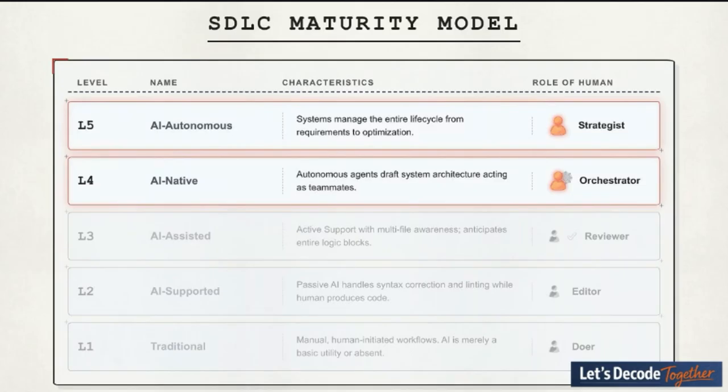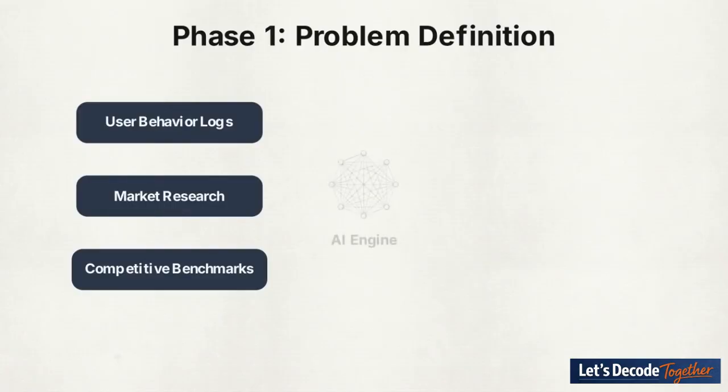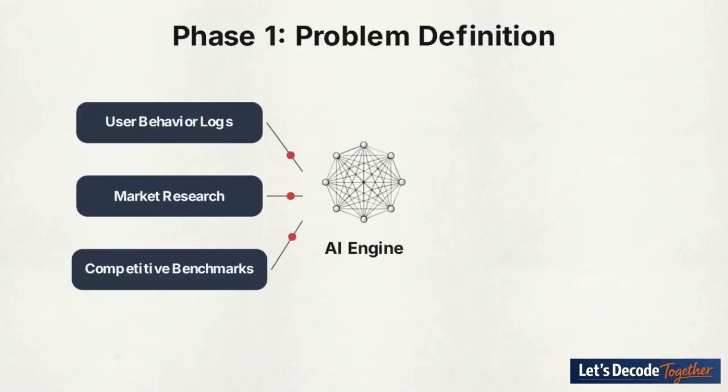Reaching these autonomous tiers requires abandoning the legacy pipeline in favor of a specific 7-phase AI-native lifecycle blueprint. Phase 1 replaces requirement gathering with pure data analysis.